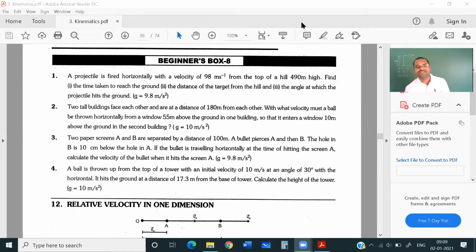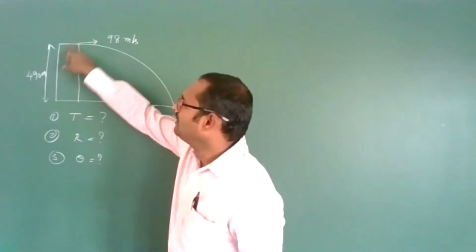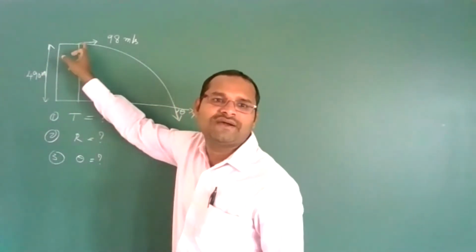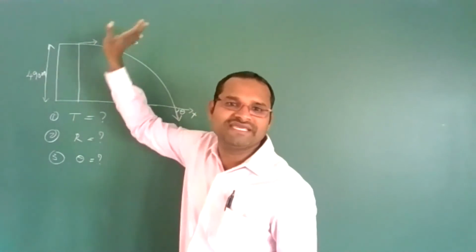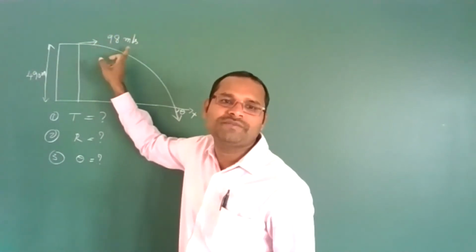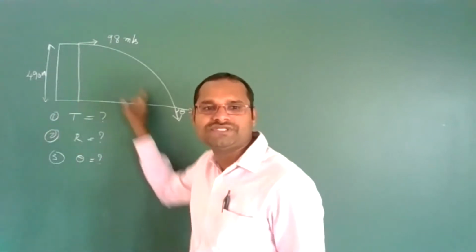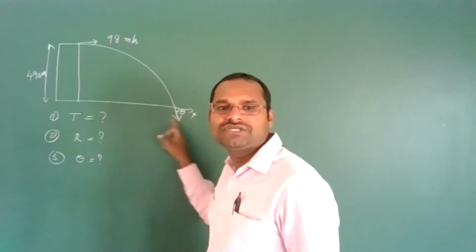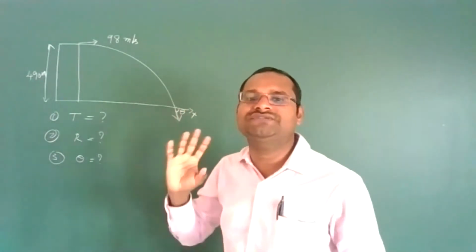Got it, students? So this is the data given. This is a hill, 490 meters height, and the projectile is fired horizontally like this. It is not making an angle theta. Horizontally, 98 meter per second it is projected, so it will come like this. How much time will it take to reach the ground? What is the range? And what is the angle it will make with the horizontal? These are the things we need to find.